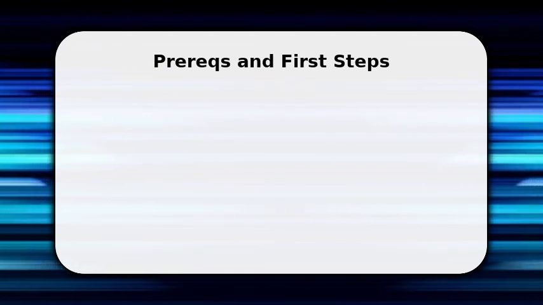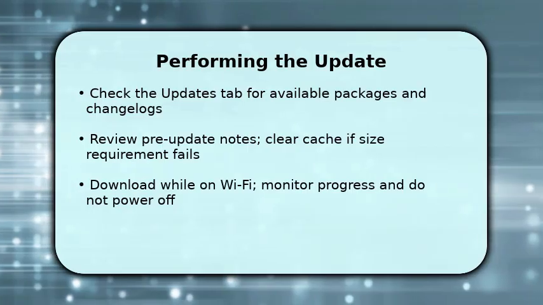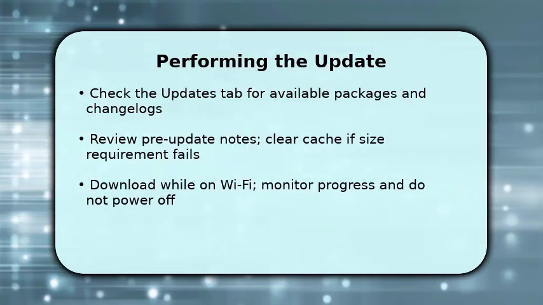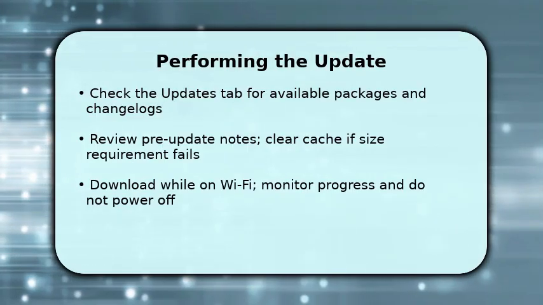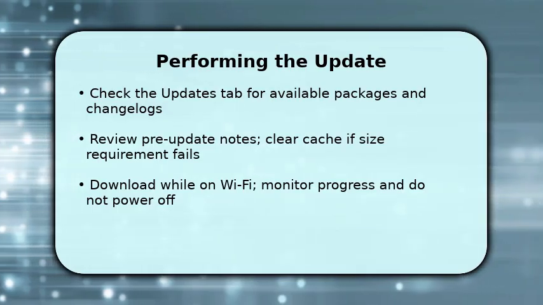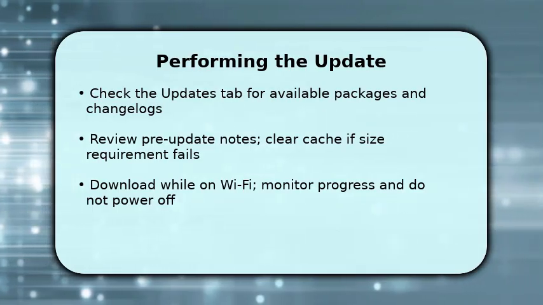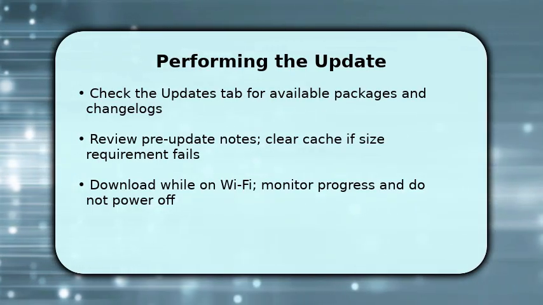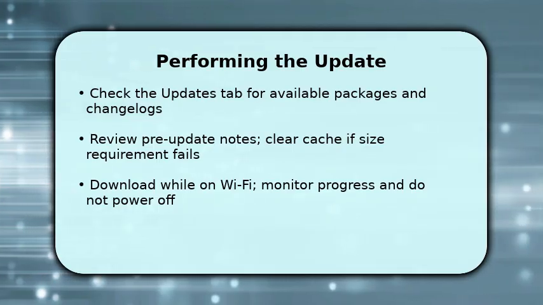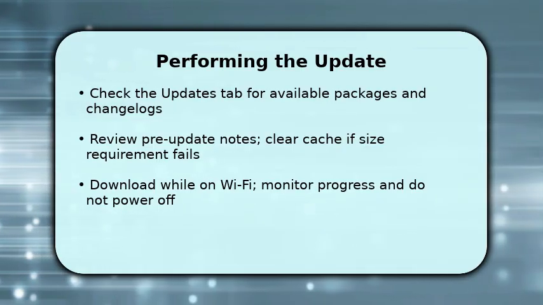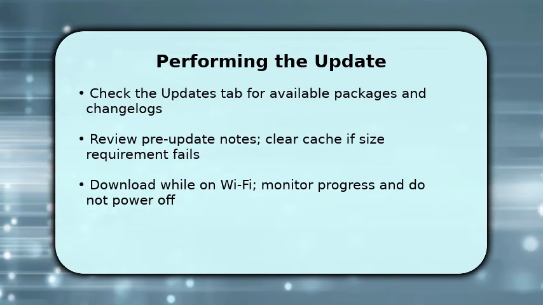You'll now run the main update process. Open updates and read the changelog so you understand changes. Once you choose a package, tap Download. Make sure you're on Wi-Fi and battery is sufficient. If download stalls, clear the app cache or retry the network. After download completes, tap Install and follow any on-screen prompts.